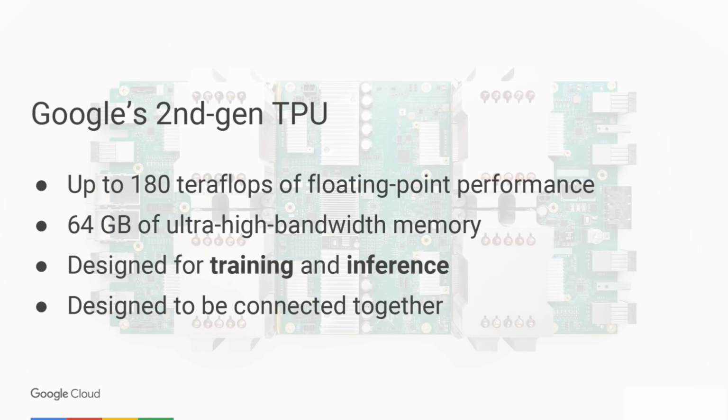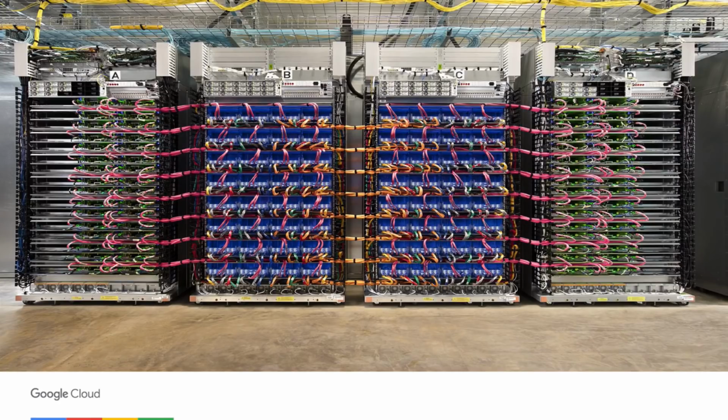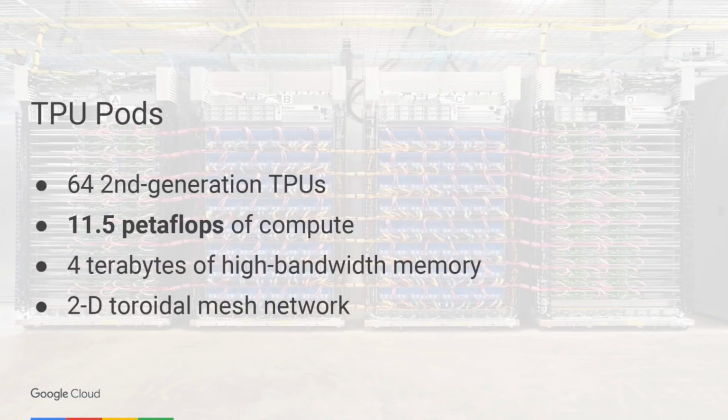And these are designed to be connected together in larger groups as well. So in fact, one thing we're showing a picture of is the cloud TPU pods, which have up to 64 of these cloud TPUs interconnected together. And this provides up to 11.5 petaflops of compute. Again, referring back to the image that Zach showed earlier, these deep learning models now can be run very quickly on a pod, so you can get results within hours instead of weeks.